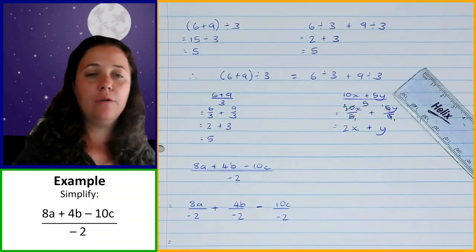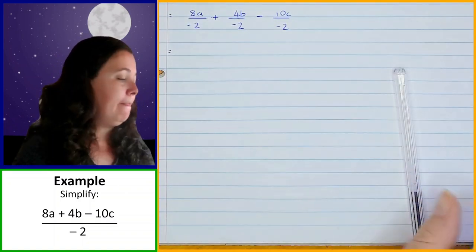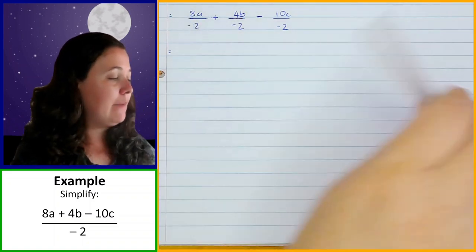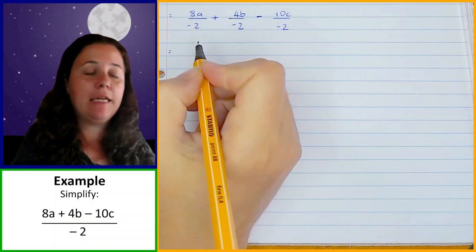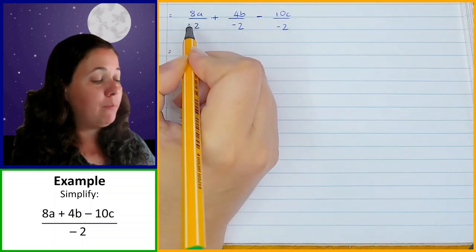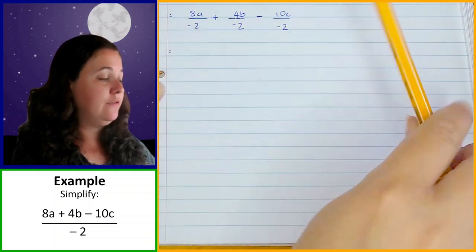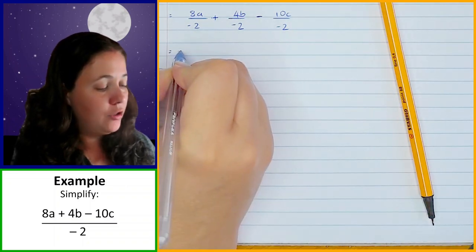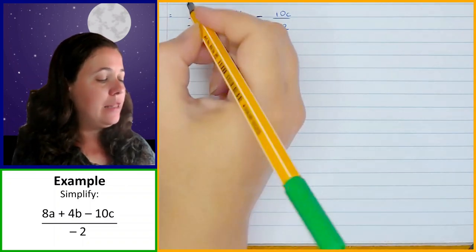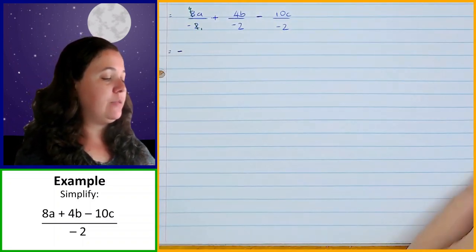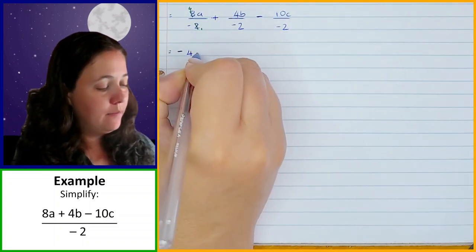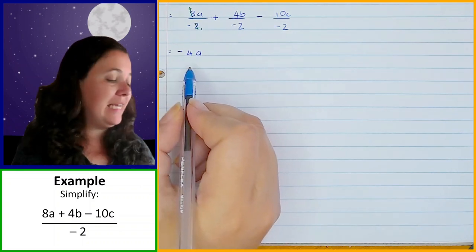Okay, so now I'm going to simplify each of these by dividing by the negative 2. So I've got a positive divided by a negative. That gives me a negative. I know that I'm going to get a negative over there. Then 2 goes in there once and 2 goes in there 4 times, so it's going to be negative 4a. So my first term is negative 4a.